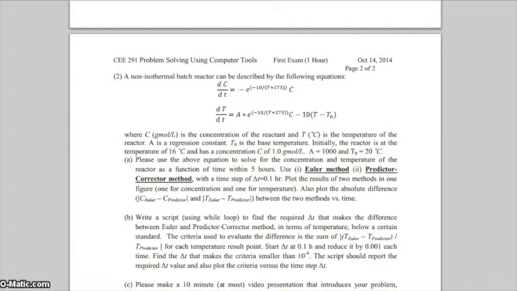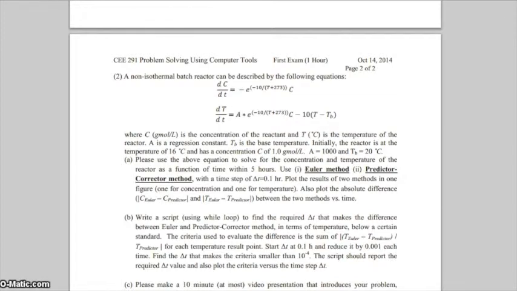Of the take-home exam, we are given the following. A non-isothermal batch reactor can be described by the following equations. dC/dt equals negative e to the negative 10 over (T plus 273), all times C. And that's the following dT/dt equation. Whereas C, in gigamoles per liter, is the concentration of the reactant, and T is in degrees Celsius.